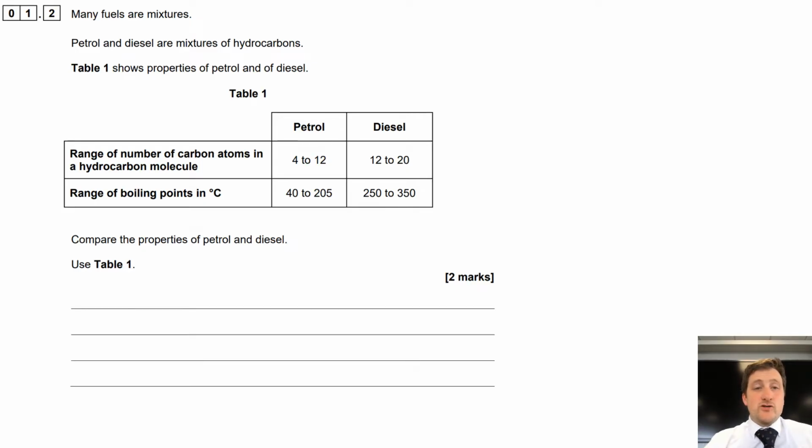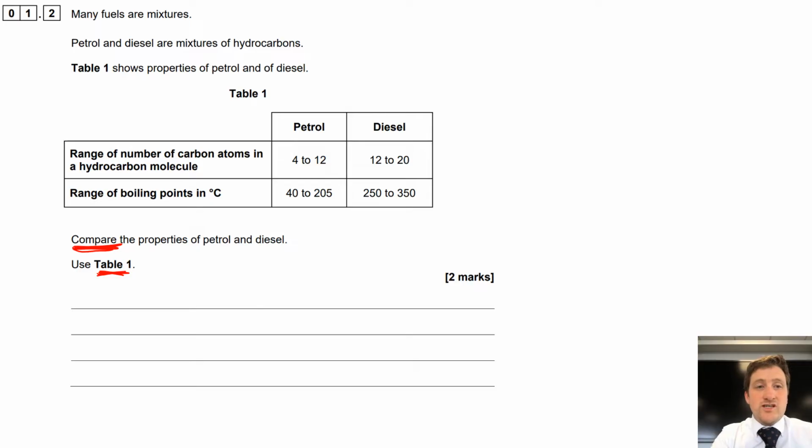Many fuels are mixtures. Petrol and diesel are mixtures of hydrocarbons, and table 1 shows properties of petrol and diesel. We read every line because every line is there for a reason, okay? Then it has this huge table, which we can look at in a second, and then it says compare the properties. Compare means I'm going to be talking about more, less, fewer. I'm going to be using these ER words essentially. And it says properties and then use table 1.